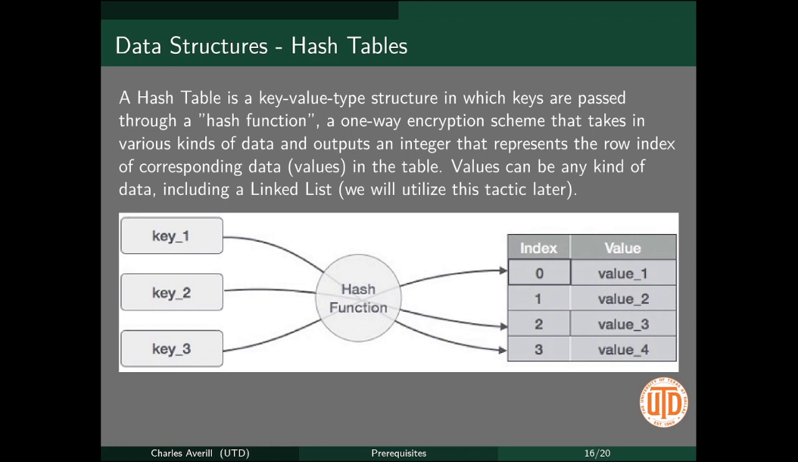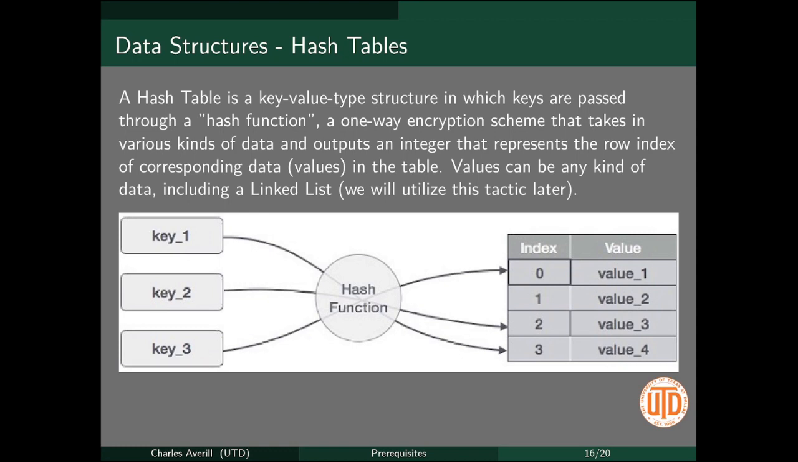And these keys are going to be passed through a hash function, which is one way you could describe it is that a hash function is a one-way encryption scheme, which means that once you hash your data, it's very hard to unhash it, which is important for a lot of security reasons, but we're not concerned with security here. We're using a hash function because it can take in various kinds of data, and it can output an integer, any kind of whole number that represents the row index of corresponding data, the values in the table.